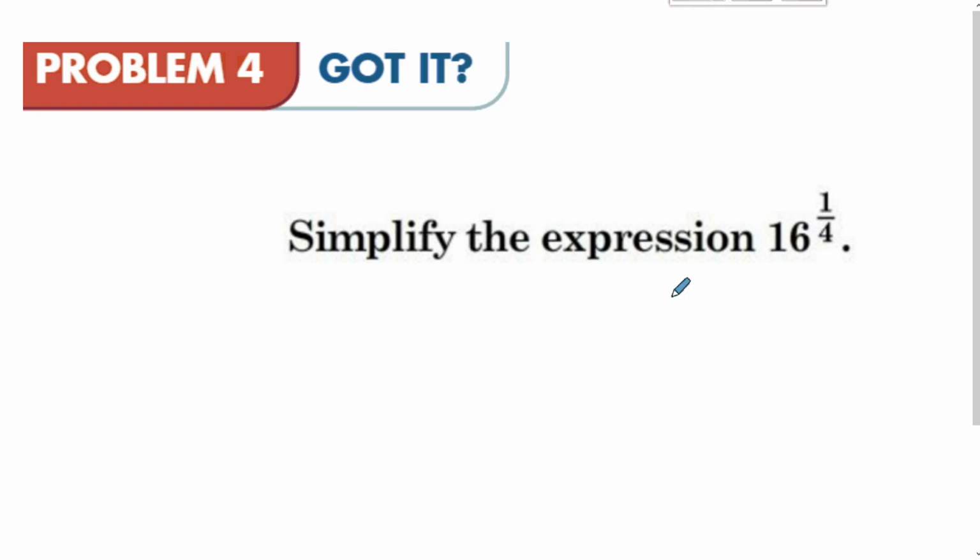So this is asking what times itself, how many times? 4 times is 16. So what times itself so many times is this base of the 1/4. So what times itself 4 times is 16?